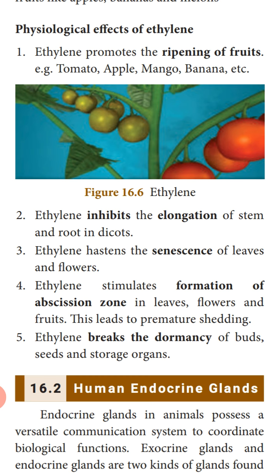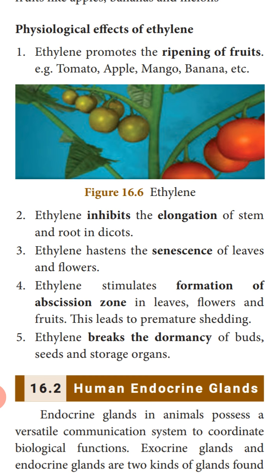So these are the physiological effects of ethylene. First one we studied, it causes the ripening in fruits. Next we studied it inhibits the elongation of the root and stem in dicot plants. Next it speeds up the senescence of leaves and flowers. Next it stimulates the formation of the abscission zone in leaves, flowers and fruits, and this causes premature shedding, where before maturing, the leaves, flowers and fruits separate from the plant. Next, ethylene breaks the dormancy of the buds, seeds and storage organs. So the dormancy of stored seeds can be broken by using ethylene.